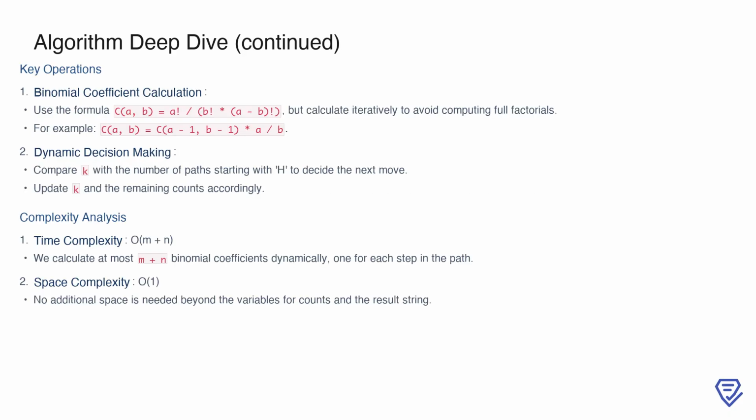The key operations in this algorithm revolve around calculating binomial coefficients and making dynamic decisions based on their values. Instead of calculating factorials directly, we compute the coefficients iteratively using the relationship c(a, b) = c(a-1, b-1) * a / b, which avoids inefficiencies and allows precise calculations. Each step involves comparing k with the number of paths starting with h to decide whether to append h or v to the path, while updating k and the remaining move counts accordingly.